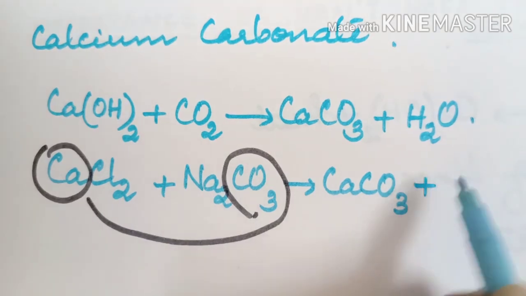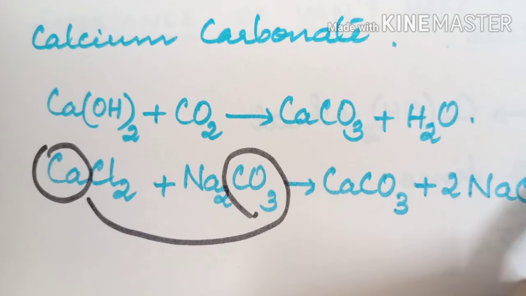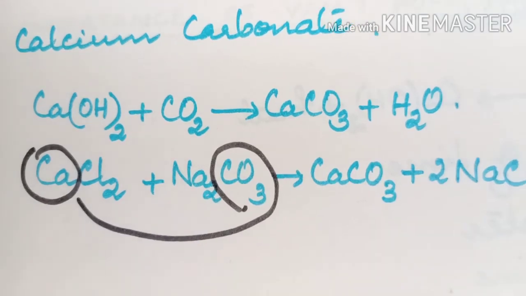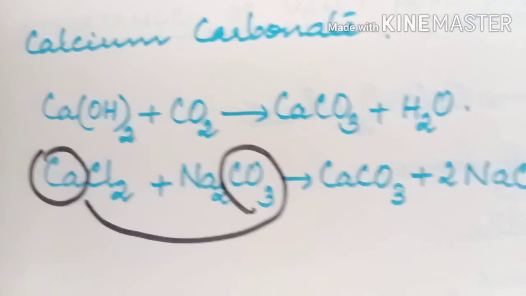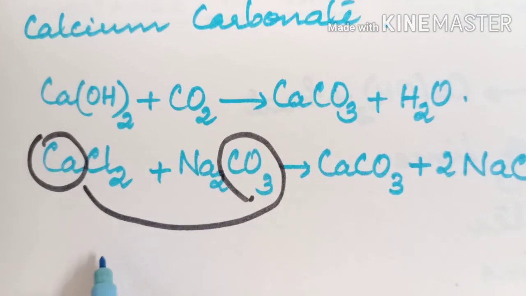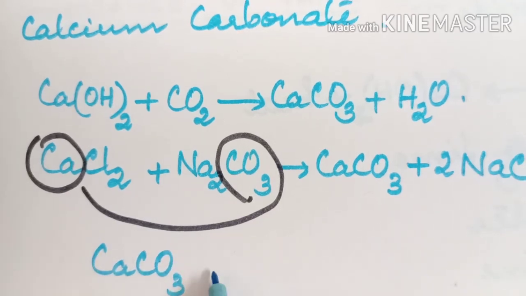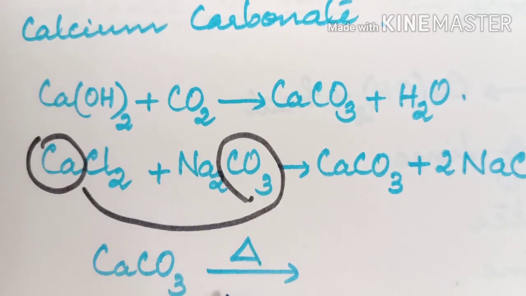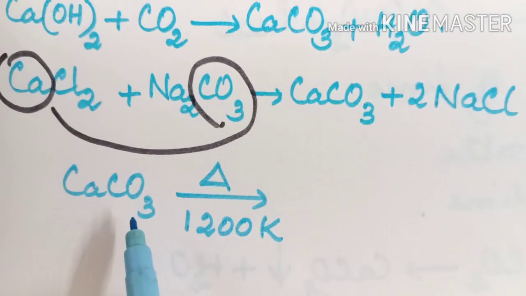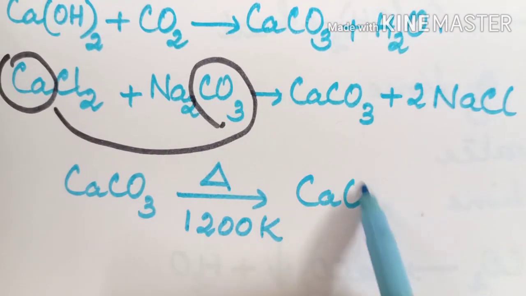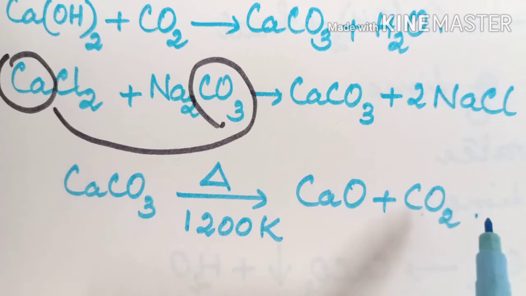along with sodium chloride. This calcium carbonate is a white fluffy powder which is insoluble in water. When it is heated at very high temperature, it will decompose to form calcium oxide. On thermal decomposition at around 1200 Kelvin, calcium carbonate undergoes decomposition to form calcium oxide and carbon dioxide.